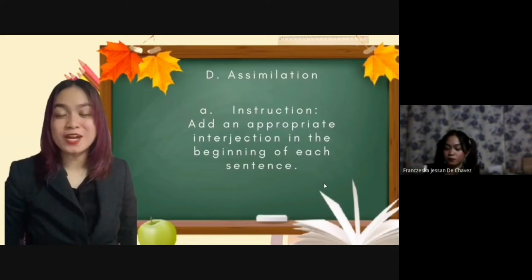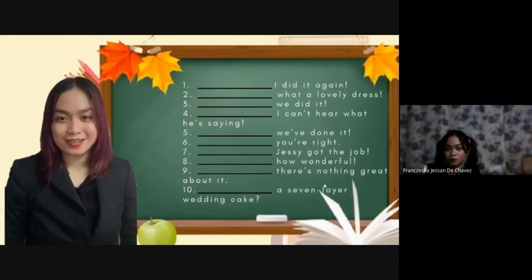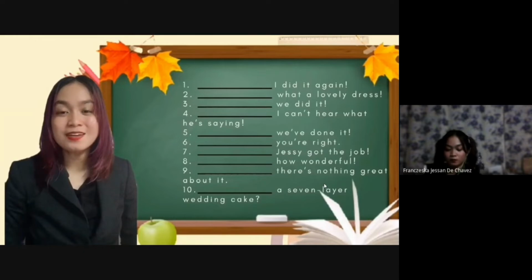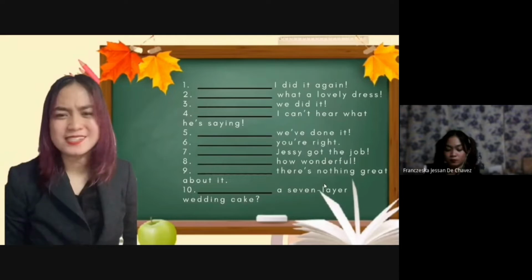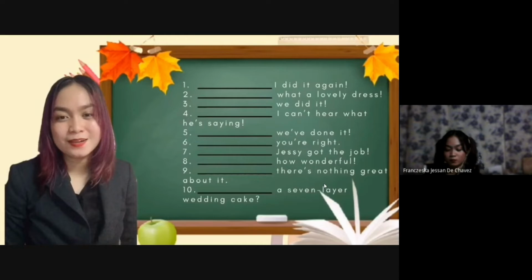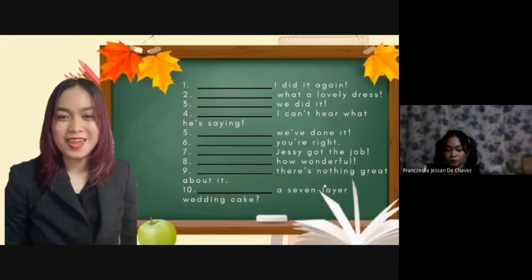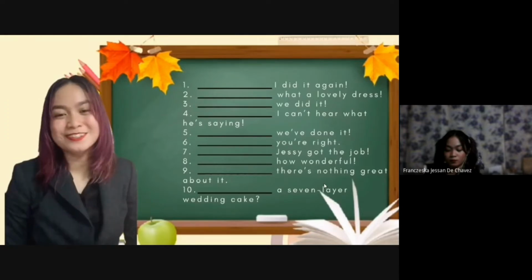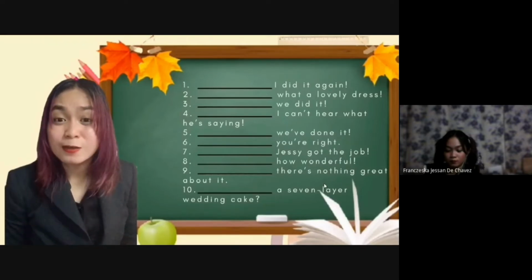Add an appropriate interjection in the beginning of each sentence. Number 1, blank, I did it again. Number 2, blank, what a lovely dress. 3, blank, we did it. Number 4, blank, I can hear what he's saying. 5, blank, we've done it. 6, blank, you're right. 7, blank, Jesse got the job. 8, blank, how wonderful. 9, blank, there's nothing great about it. 10, blank, a 7-layer wedding cake.